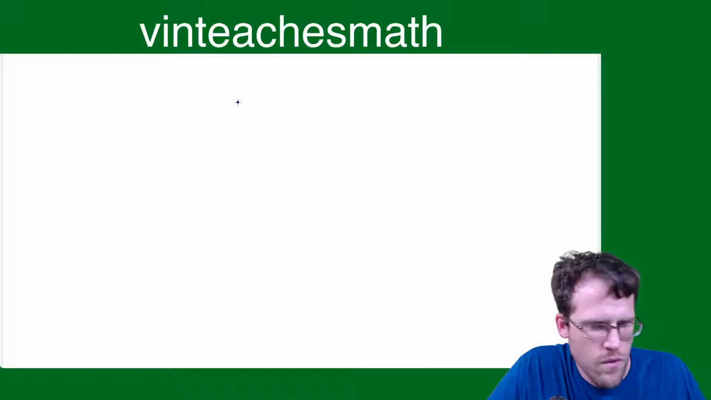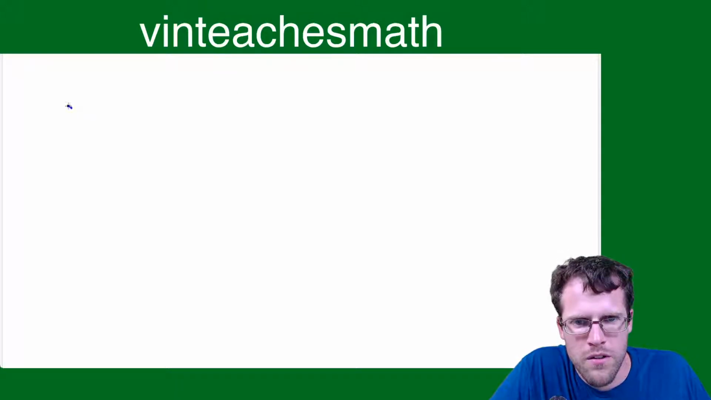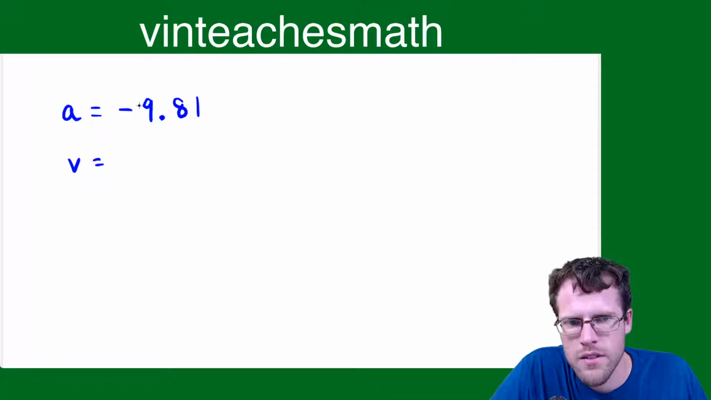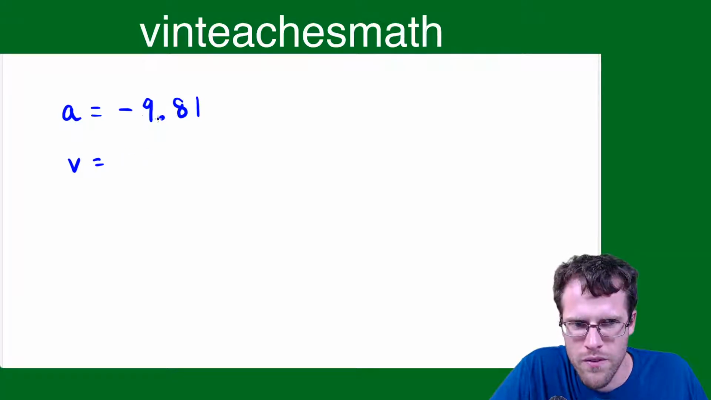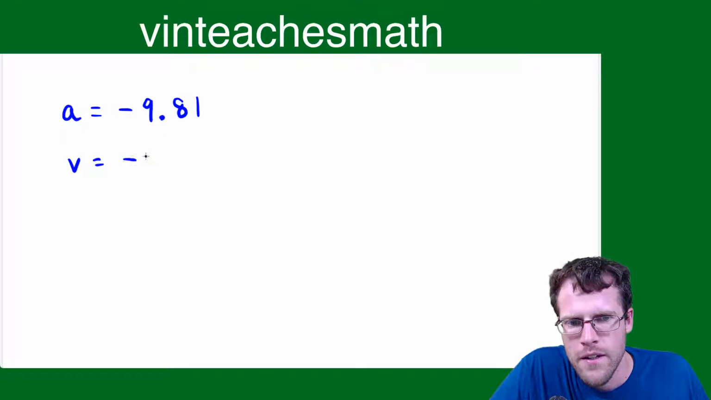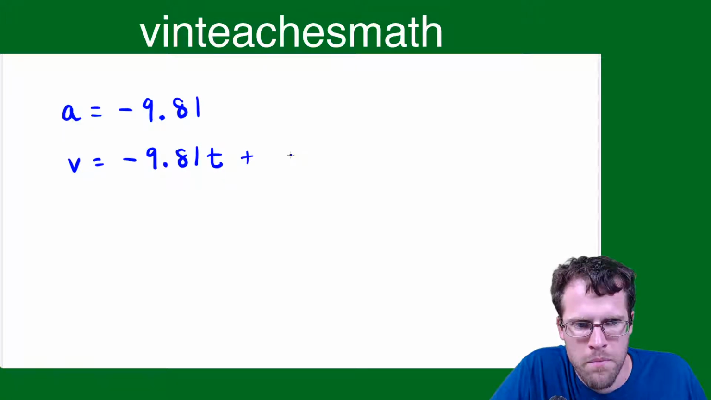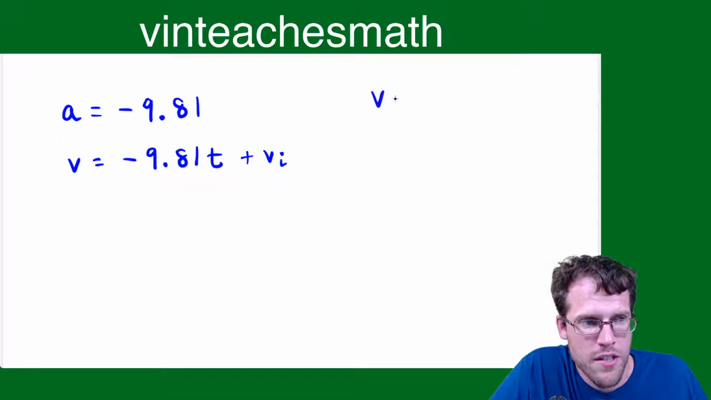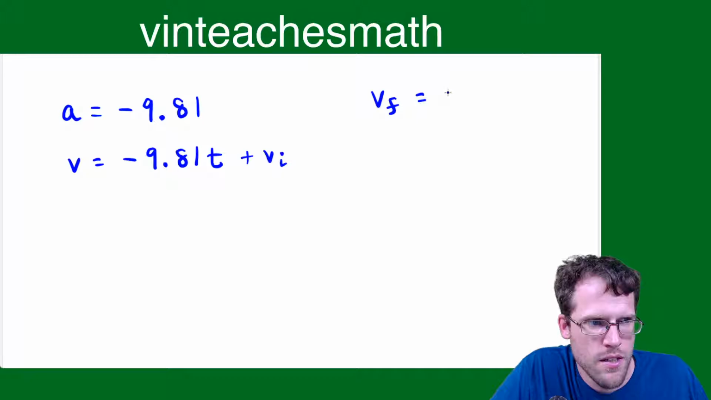So you might remember, in physics you get formulas like this: acceleration is negative 9.81 meters per second squared. But I'll leave the units out, because then in calculus you learn about antiderivatives, and the antiderivative of negative 9.81 is negative 9.81 times t, plus some initial velocity. This is a formula that on your reference sheet probably appeared like this: final velocity equals acceleration times time plus initial velocity.